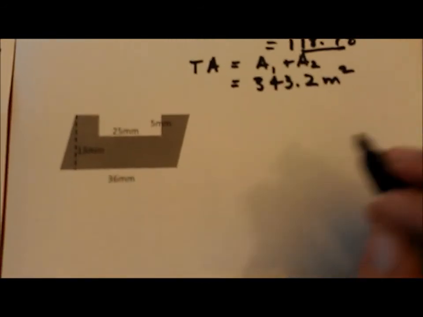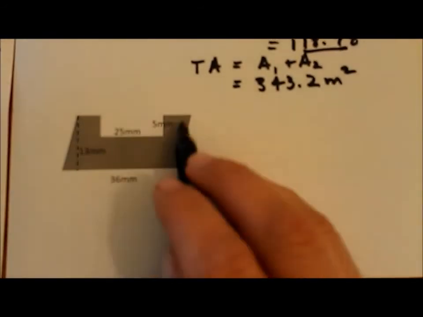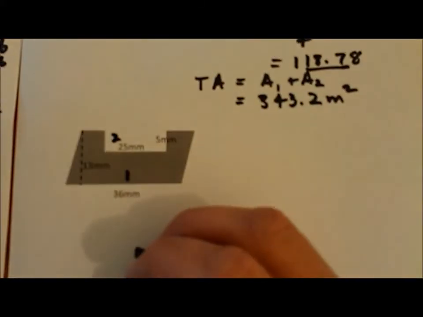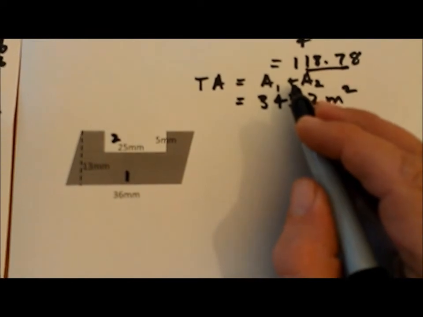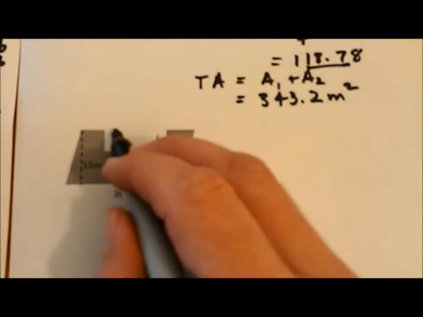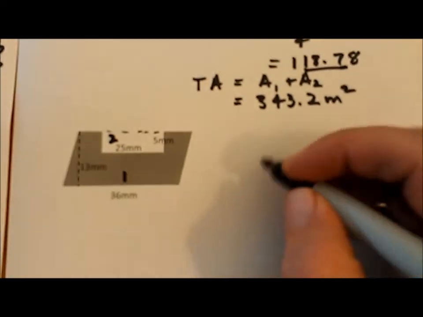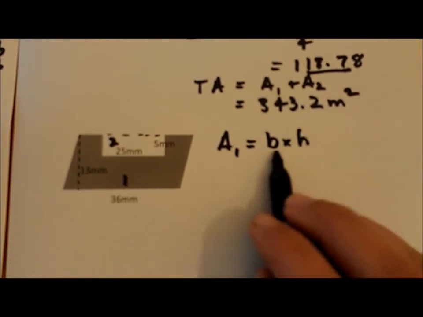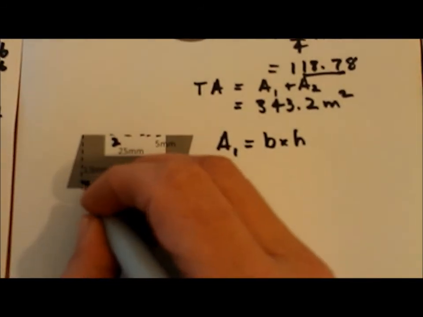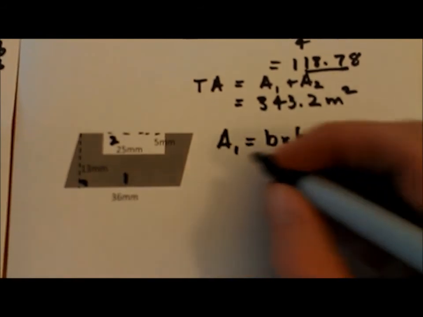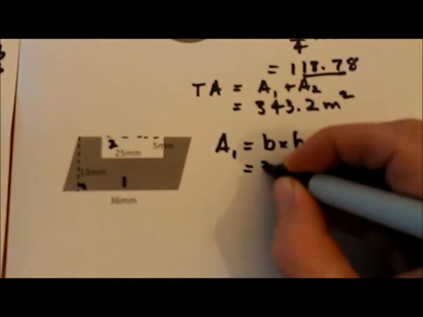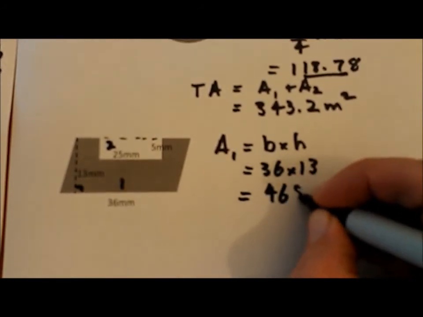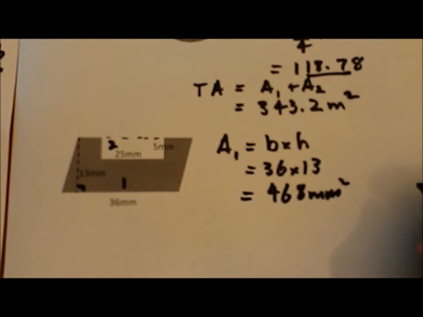Different type of composite shape. This one's got a hole in it. It's got a gap. Something's taken out. So again, we'll have 2 areas, area 1, area 2. But this time, instead of adding to get the total area, we'll subtract. The big shape is a parallelogram. So area 1 for a parallelogram is base times height. Again, checking base and height must be perpendicular, and that's what I've got, a base and a height. So area 1 is going to be 36 times 13, calculator, 468 millimetres squared.